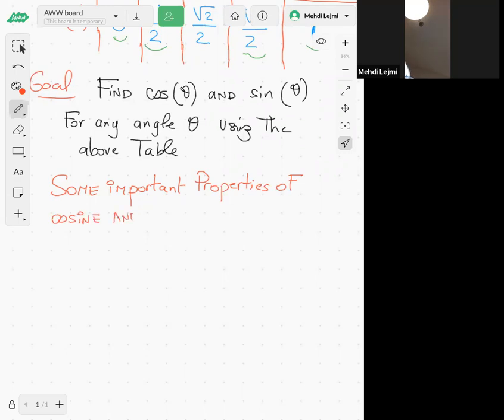Sine. So, for example, as we said yesterday, guys, the angle theta could be positive or negative, right? Depends on the rotation. If it's counterclockwise, then it's a positive angle. If it's clockwise, then it's a negative angle, right? So the question, for example, is what's the relation between cosine of theta and cosine of minus theta?